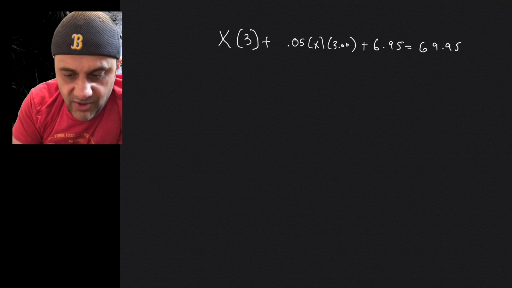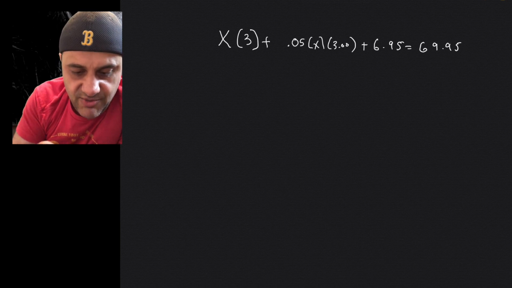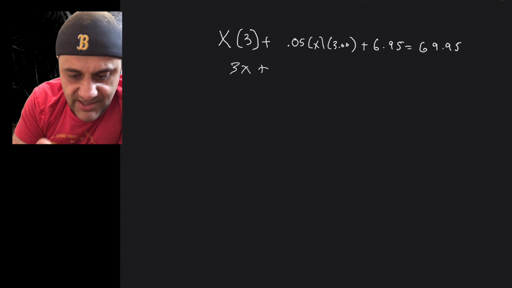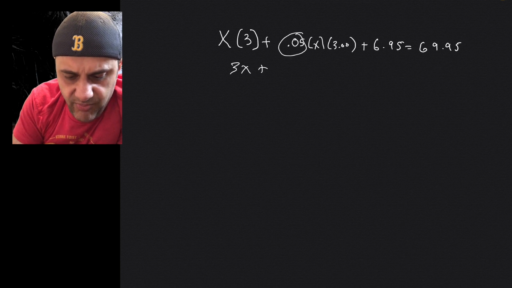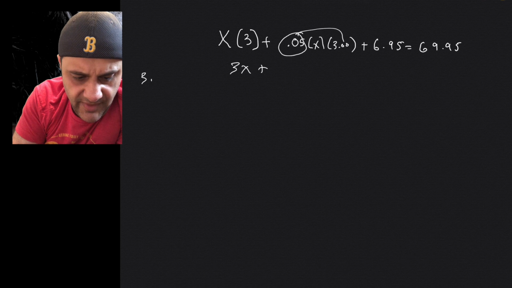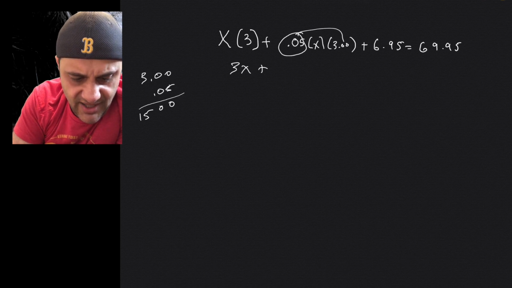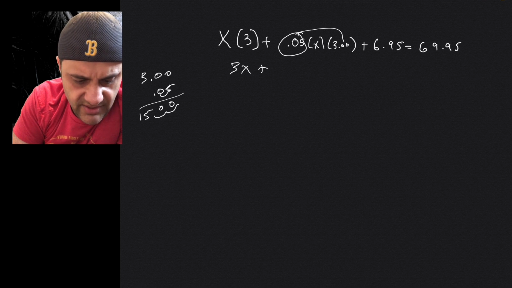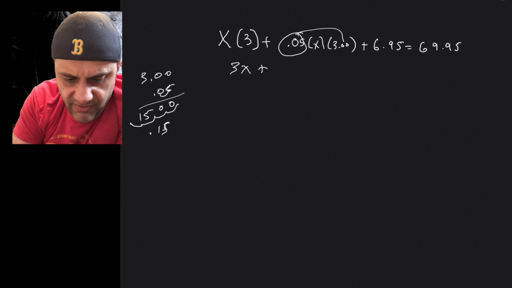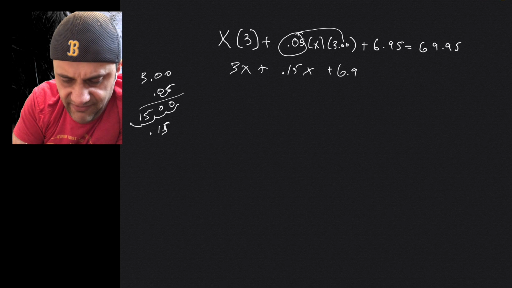That is the trick with word problems. We convert it into an algebra equation. So here we get 3x plus, now 0.05 times 3. Let's do that one really quick. If you don't have access to a calculator, you're not allowed to use it on this. And then there's 1, 2, 3, 4 spaces over, so it's 0.15. All right, so then we get 3x plus 0.15x plus 6.95 equals 69.95.